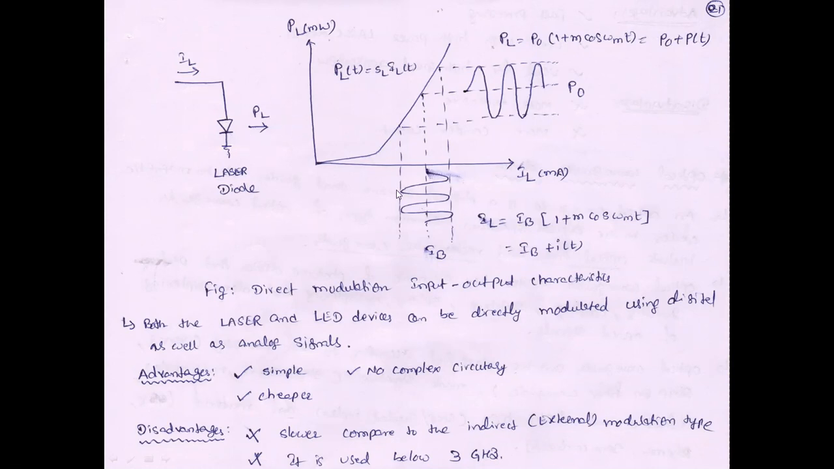This is the input signal which we are using to convert to optical signal. We are taking the x-axis in terms of current. We are taking the y-axis in terms of power. This is the light signal. This is the electrical signal.